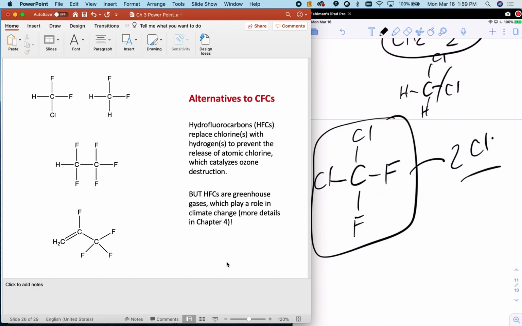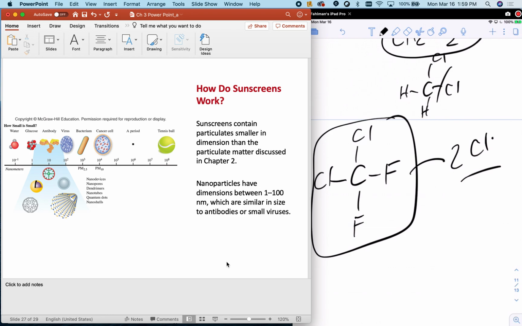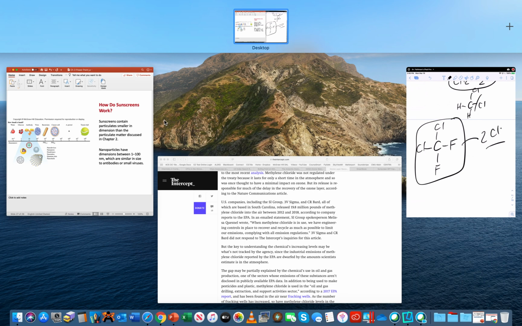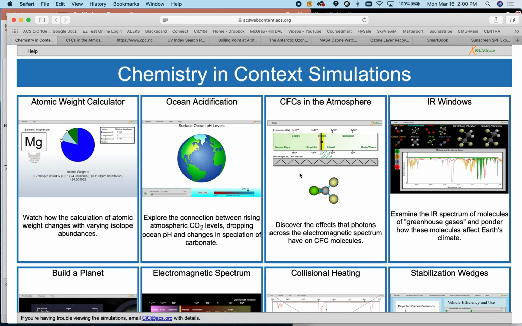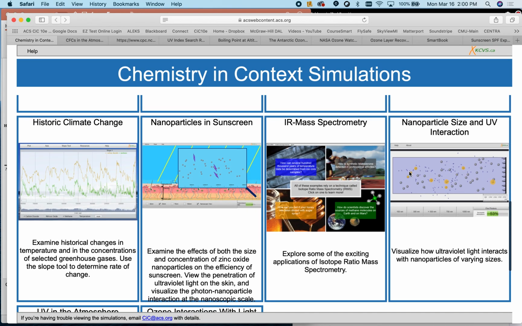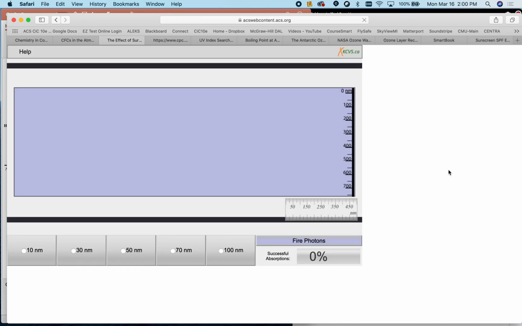So sunscreens. With UV coming through because of less ozone in the stratosphere, we have to block out more of it these days. And so sunscreens work really a couple ways. It's just used to block UV light. And so I'll show you this little simulation here. The easiest way to think of sunscreens is really this.